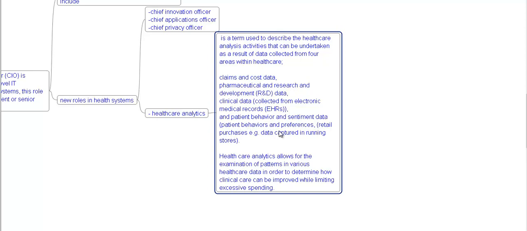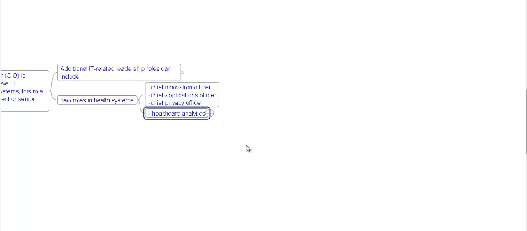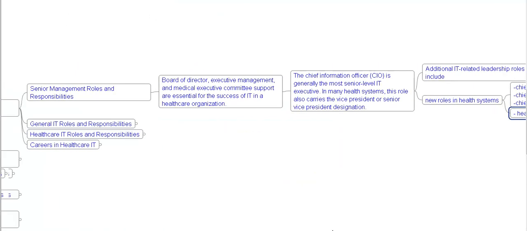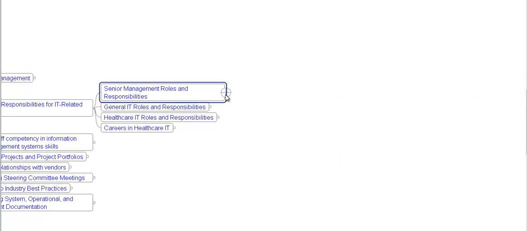Patient behavior and preference, retail purchases, for example, data captured in running stores. Healthcare analytics allows for the examination of patterns in various healthcare data in order to determine how clinical care can be improved while limiting excessive spending. Now let's see general IT roles and responsibilities.